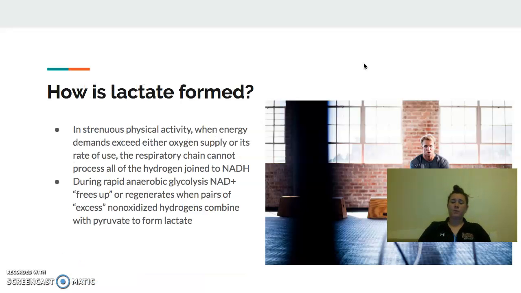Lactate is formed during strenuous physical activity, typically when energy demands exceed the oxygen supply and the respiratory chain cannot process all of the hydrogen joined to the NADH. During rapid anaerobic glycolysis, NAD+ regenerates when it pairs with excess non-oxidized hydrogens combined with pyruvate to form lactate. That's just explaining that process.